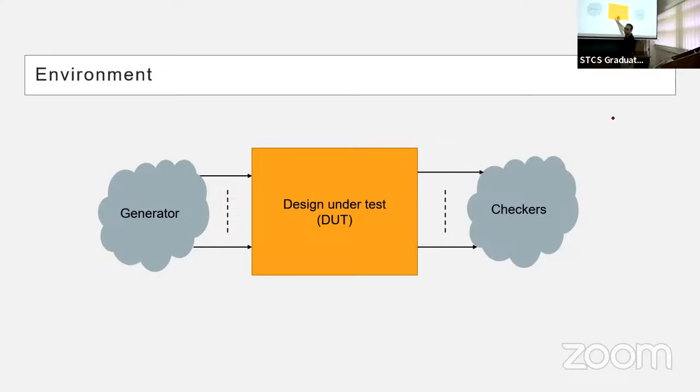Design under test means the design that we are verifying. For verification purposes, if we go pretty low level in the design, we have some inputs and some outputs, right? To verify that, we need a generator that generates the stimuli for us, and then of course we need checkers that check the output behavior. It's as simple as that, nothing fancy.